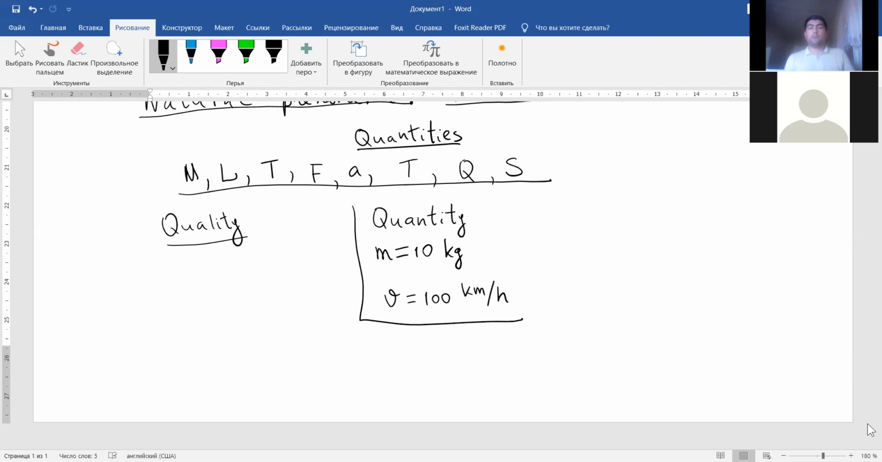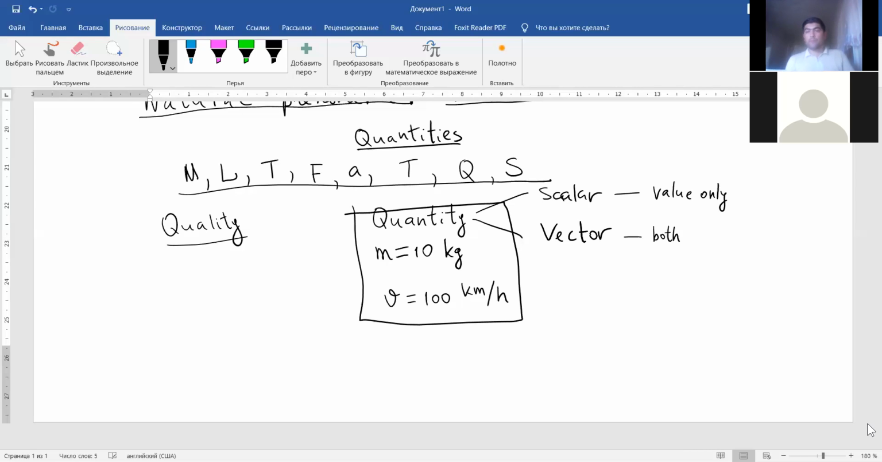And in physics, we have two kinds of quantities: scalar quantities and vector quantities. Scalar quantities are quantities which have only the value. And vector quantities have both the value and direction.